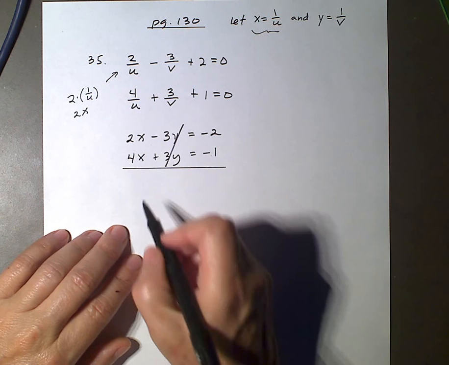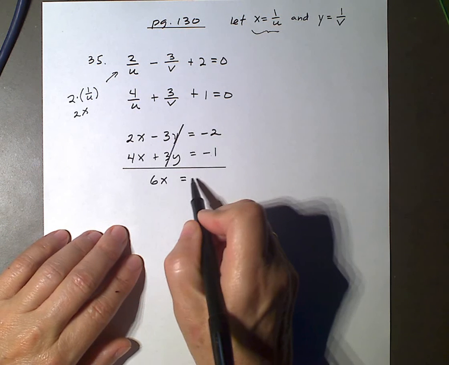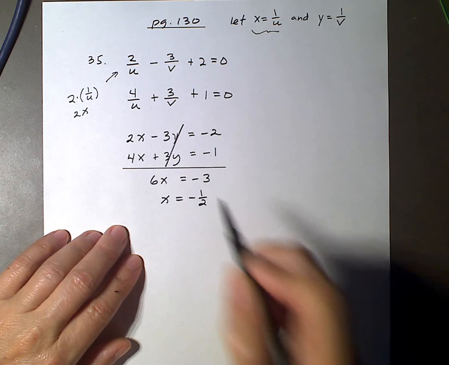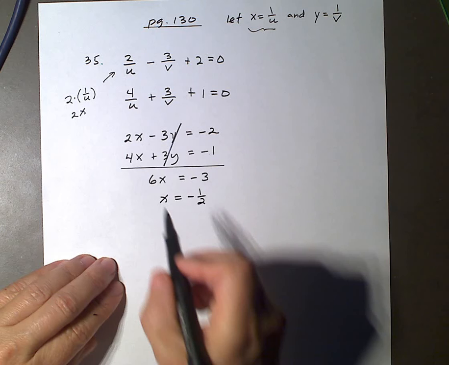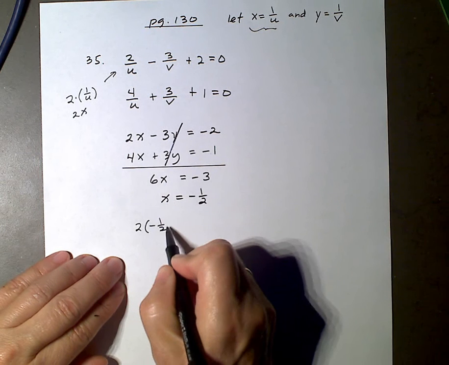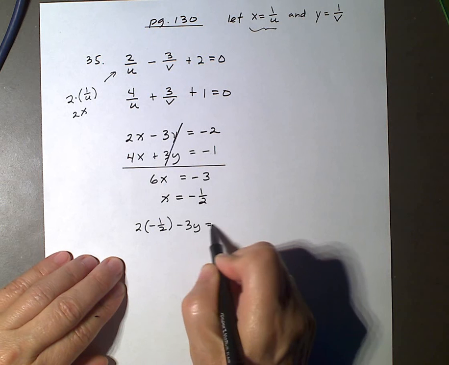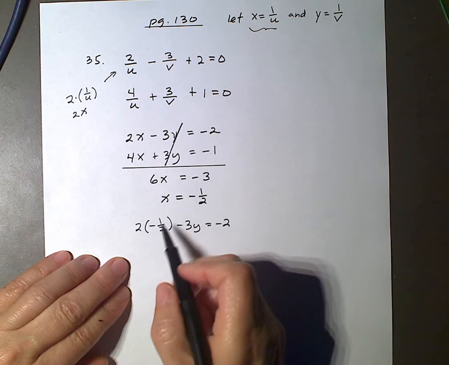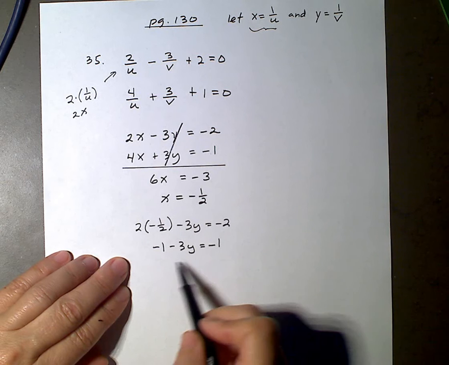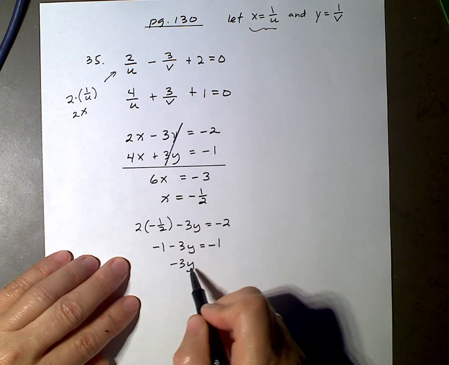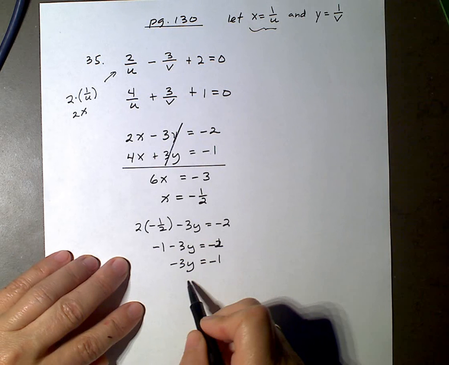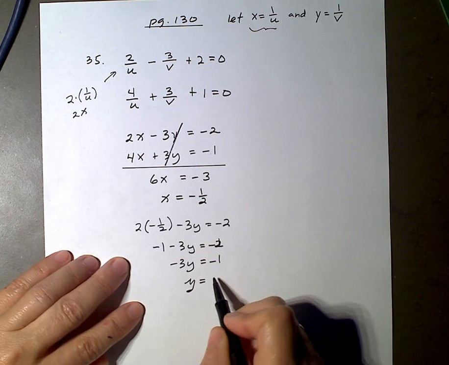So I have the negative 3y and the positive 3y, which is nice right here. So on the left I have 6x equals negative 3. So x equals negative 3/6 or negative 1/2. And I'll plug the negative 1/2 for x back into the first equation. Minus 3y equals negative 2. So this becomes a negative 1. And if I add 1 to both sides, I have negative 3y, oops, that's a 2. I have negative 3y equals negative 1, so y is equal to positive 1/3.